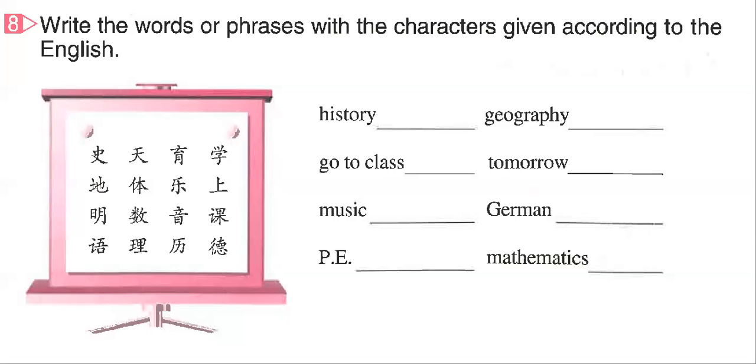Exercise number 8, we have to write the words or phrases with the characters given according to the English, okay? That in your book, if you have it in Spanish, you will have some differences, okay? I'm going to do this one. I will change German by English, okay, because that way you have it the same as in your book, okay? If you have any slight difference, don't worry too much, because this is because of the different versions of this book.